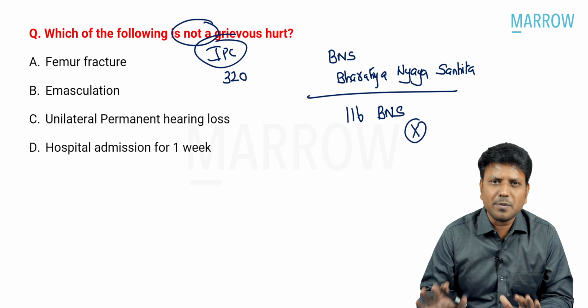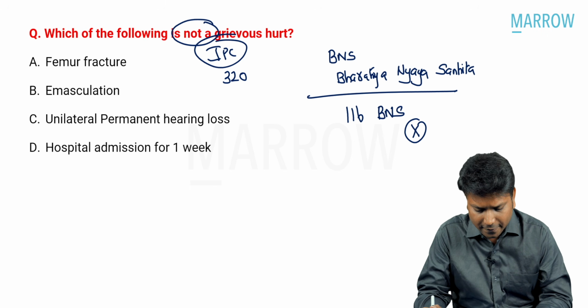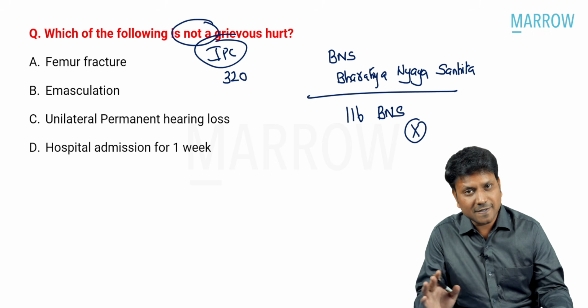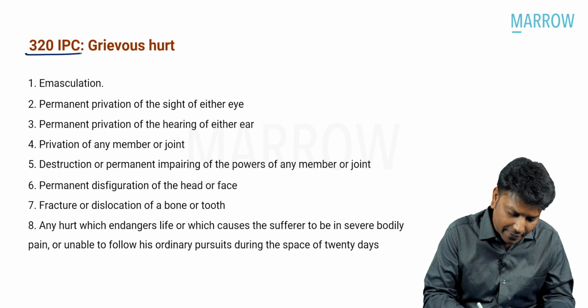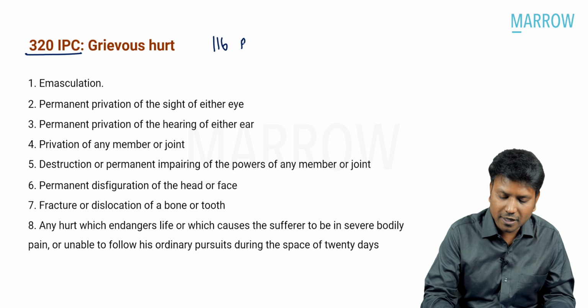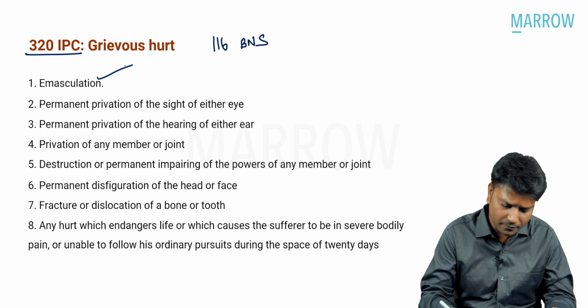The 8 classes remain as they are, with one minor change. We'll discuss that. First, we'll discuss the explanation, then we'll come back to the answers. I told you for grievous hurt, IPC is 320. For BNS, it is 116. First class, emasculation: loss of potency of a male.